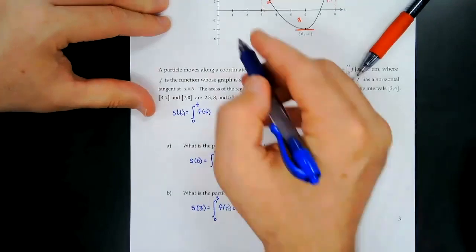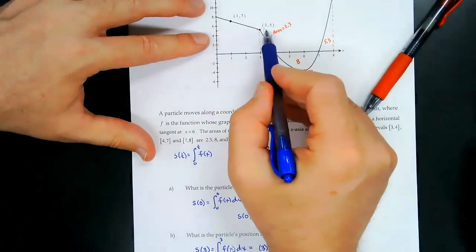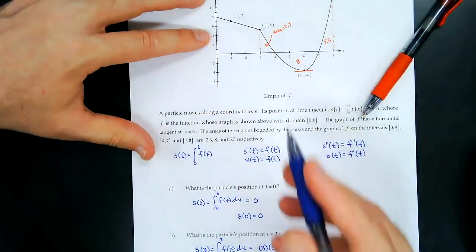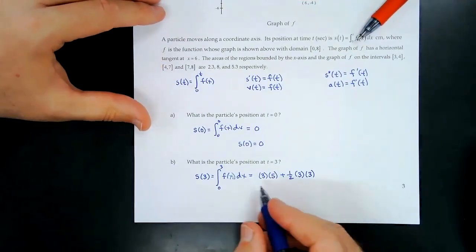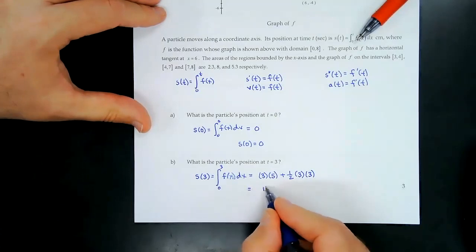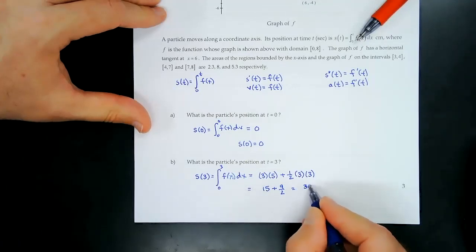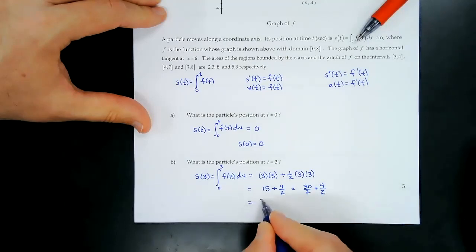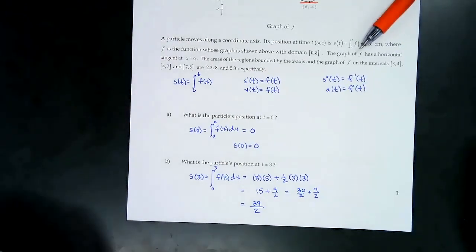And then we need to add the triangle up here. So that'd be 1/2. The base would be 3, and for the height, we're going to go from 5 to 8, so the height would also be 3. Okay, cleaning this up, this would be 15 plus 9/2. So we can change the 15 to 30/2 plus 9/2. That would give you 39/2, and that's the position at t equals 3.